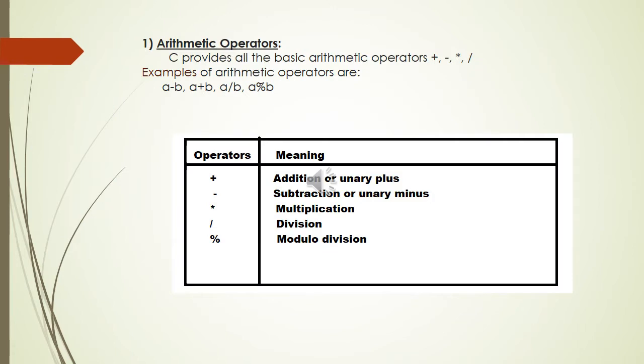The first one is arithmetic operators. C provides all the basic arithmetic operators: plus, minus, into, division. Examples of arithmetic operators are a minus b, a plus b, a divide b, a mod b. Here plus is used for addition or unary plus. Minus is subtraction or unary minus. Into is multiplication. Divide operator is used for division. Mod operator is used for modulo division.